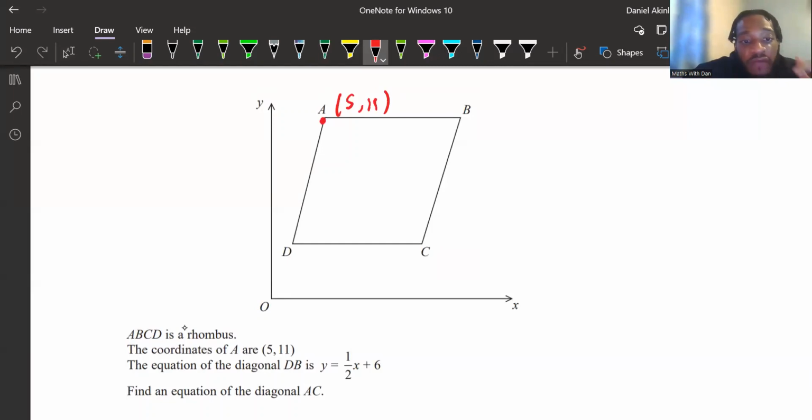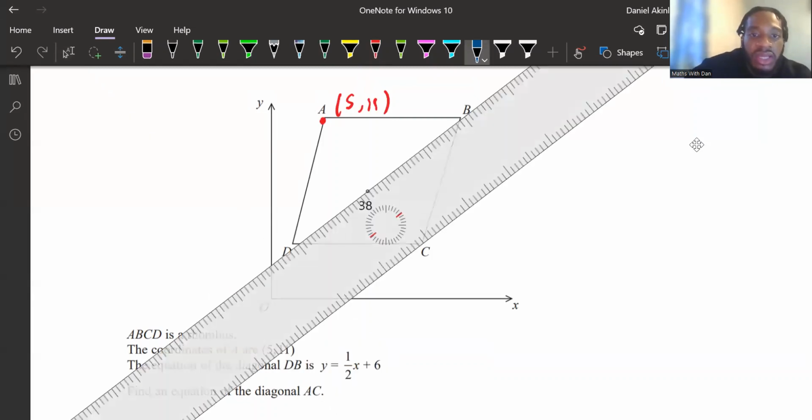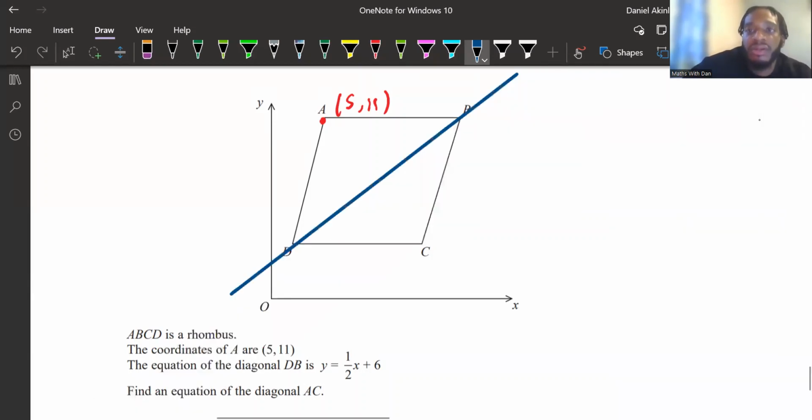And it says the equation of the diagonal DB is y equals a half x plus 6. So I'm also going to put that in as well. So where's my ruler? Ruler's there. I'll draw a line DB. This is the diagonal. Let me extend it so we know it's an actual line. And then I'm going to put a label here. And this here is y is equal to 1/2 x plus 6.